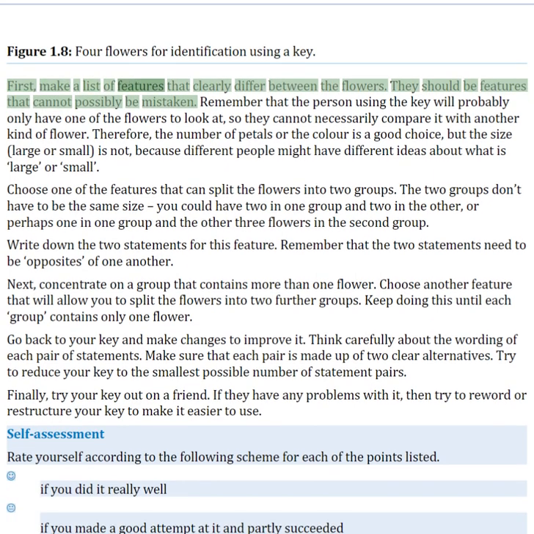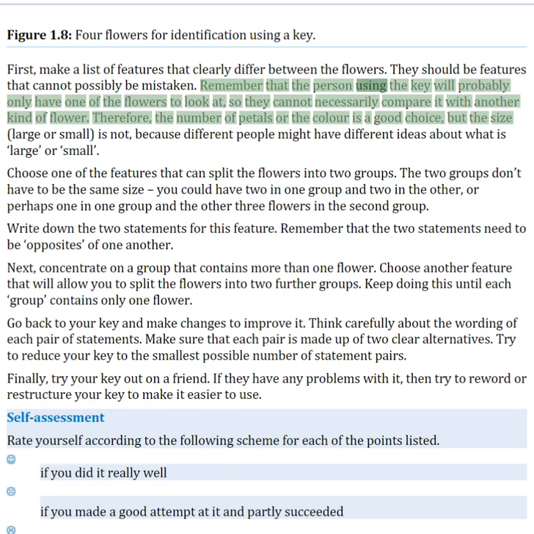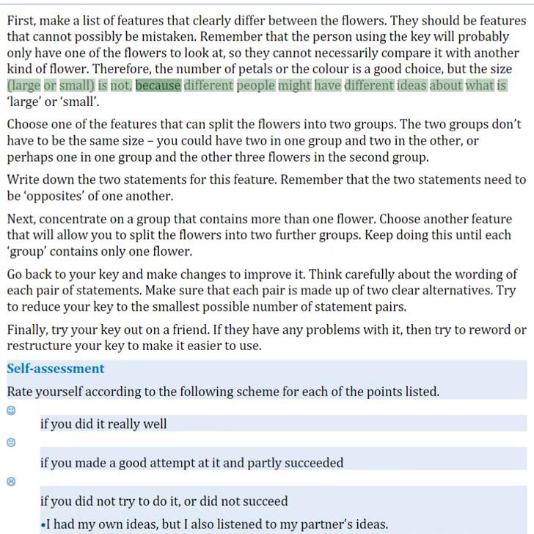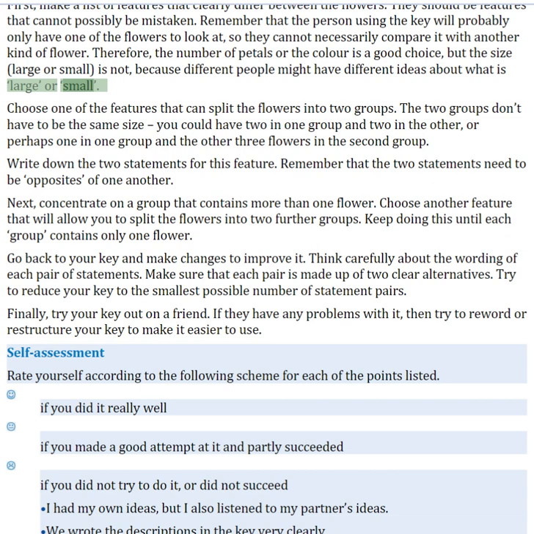First, make a list of features that clearly differ between the flowers. They should be features that cannot possibly be mistaken. Remember that the person using the key will probably only have one of the flowers to look at, so they cannot necessarily compare it with another kind of flower. Therefore, the number of petals or the color is a good choice, but the size is not, because different people might have different ideas about what is large or small.